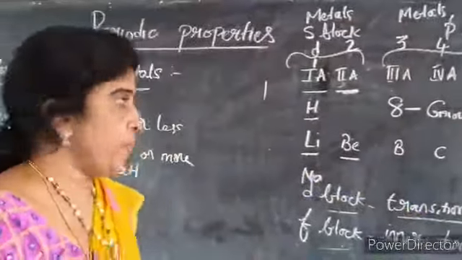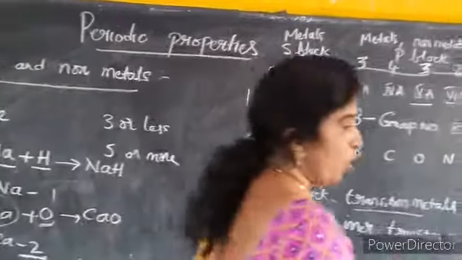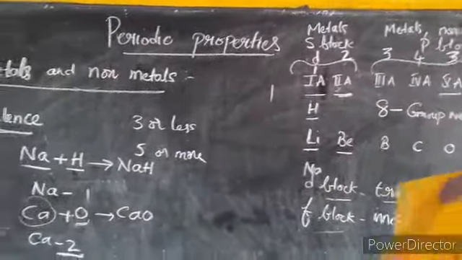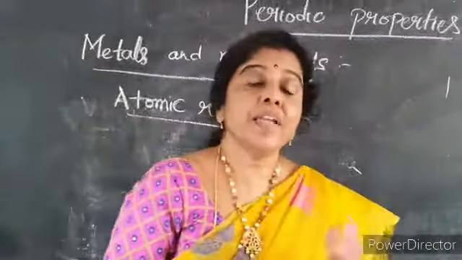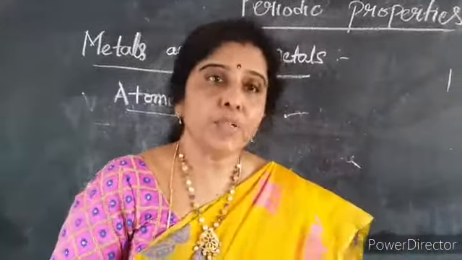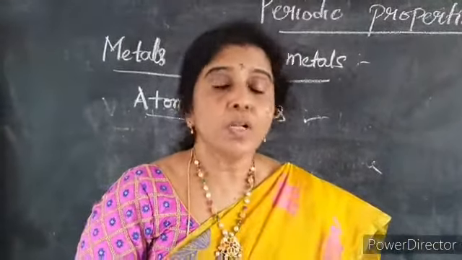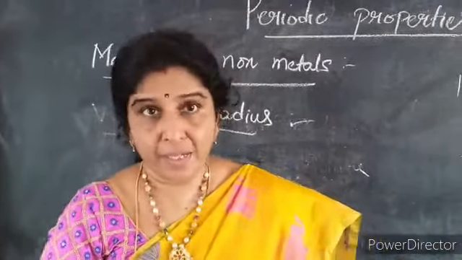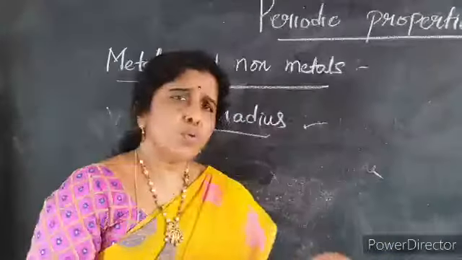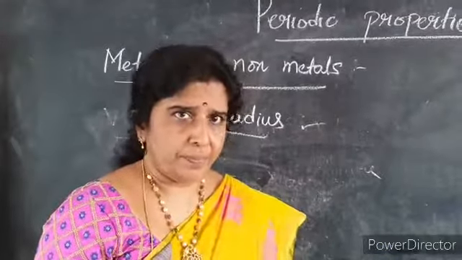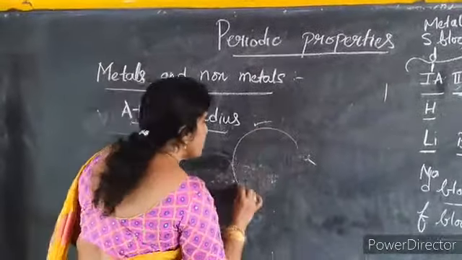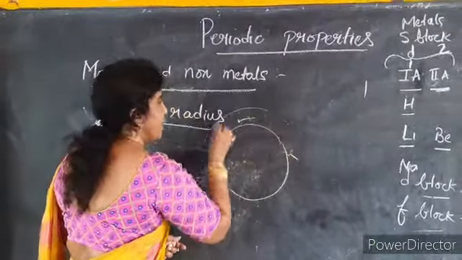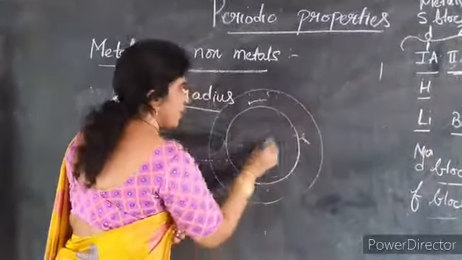And the next periodic property is atomic radius. So what is atomic radius or size, and how does it vary in a period and a group? That is what we are going to learn now. Now how do we calculate the atomic radius? Generally you know how to calculate the radius of any circle, which you do in geometry, right?